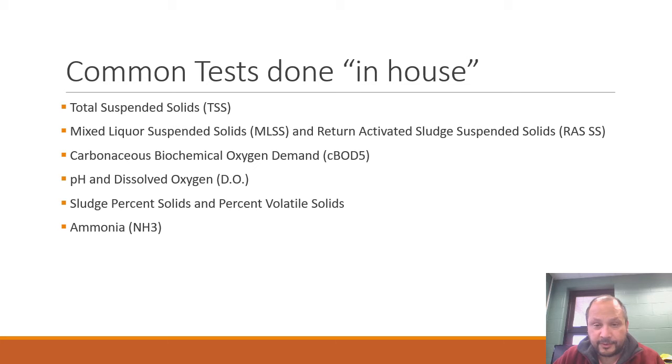Some of the other tests that we do that we would send out would be fats, oils, and greases, mercury, phosphorus, metals in our sludge. So we do use an outside lab to do some of the testing, and some of it we actually do here at the plant.